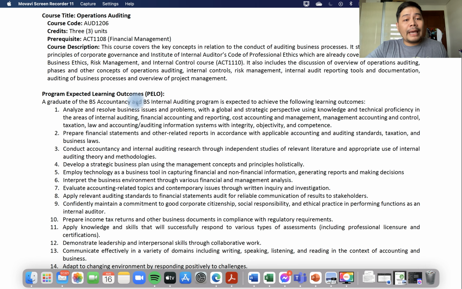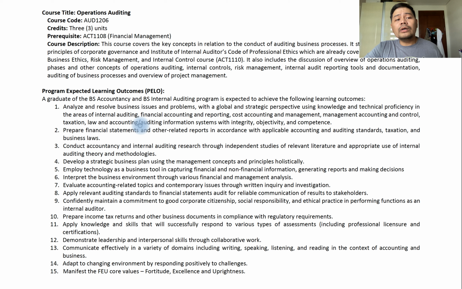So, for your PELO, your program expected learning outcome, I think this has already been discussed to you by your previous professors. It's actually 1 to 15. It's the expected learning outcome from the course BS Accountancy and Internal Auditing. Pareho lang naman yung learning outcomes of both the programs. Inisa-isa ko na yung dapat expected na matutunan ninyo after you take this course. So, hindi ko na i-discuss yan.